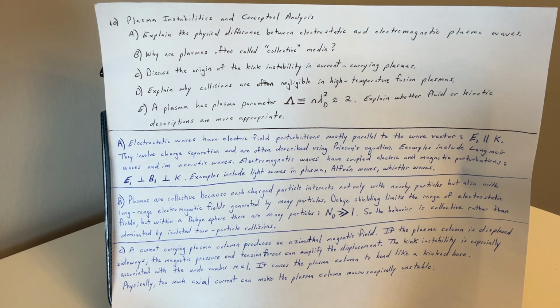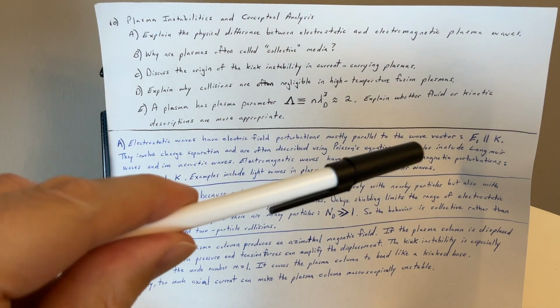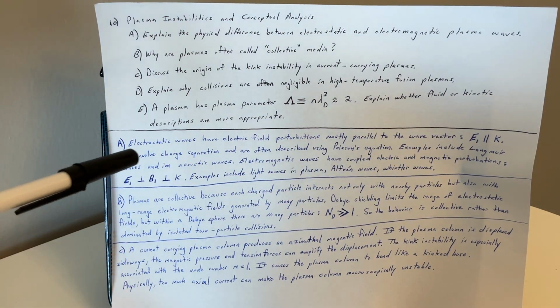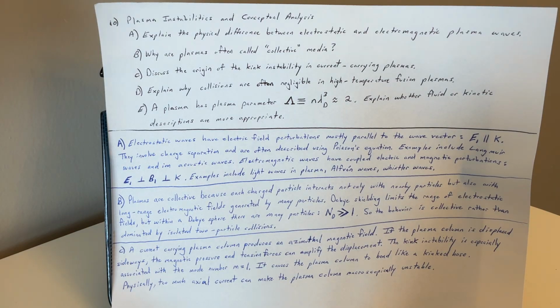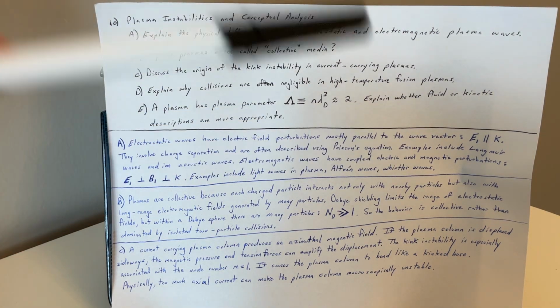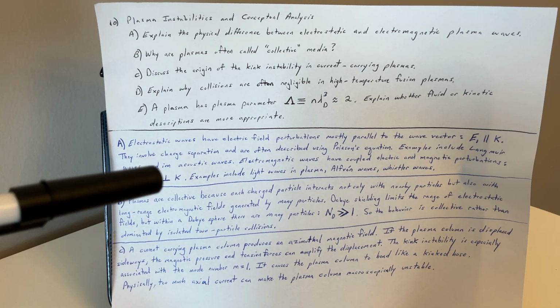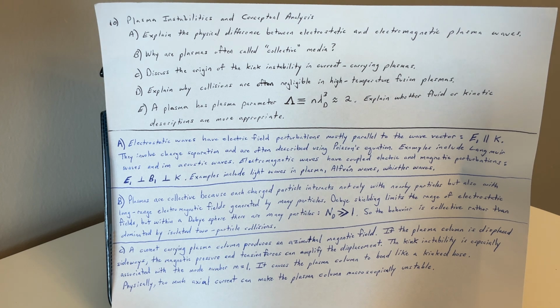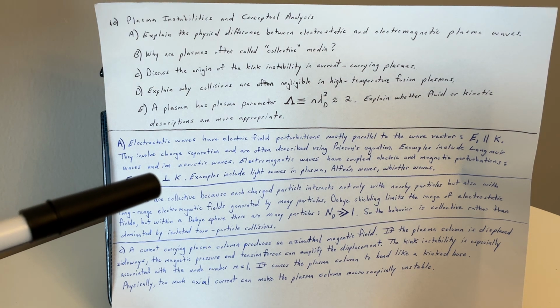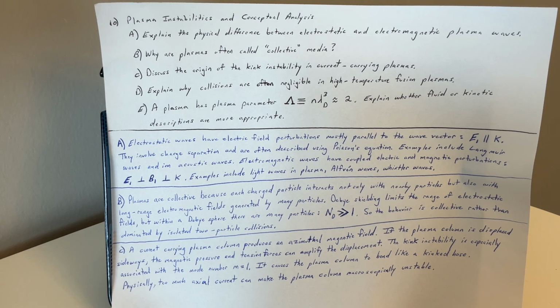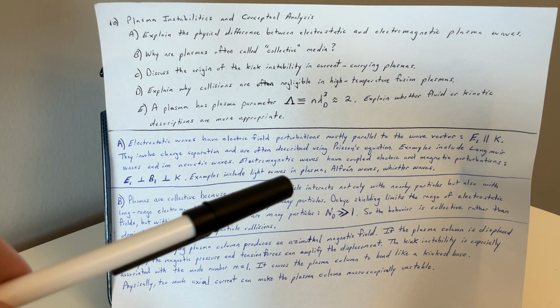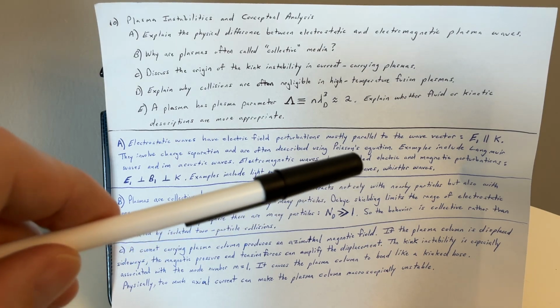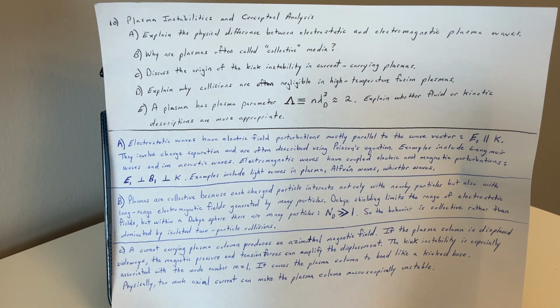Okay, so here for letter A, what we could say, electrostatic waves have electric field perturbations mostly parallel to the wave vector, E sub 1 parallel to k. They involve charge separation and are often described using Poisson's equation. Examples include Langmuir waves and ion acoustic waves. Electromagnetic waves have coupled electric and magnetic perturbations, E sub 1 perpendicular to B, perpendicular to k. Examples include light waves in plasma, Alfvén waves, and Whistler waves. Okay, so that's letter A.